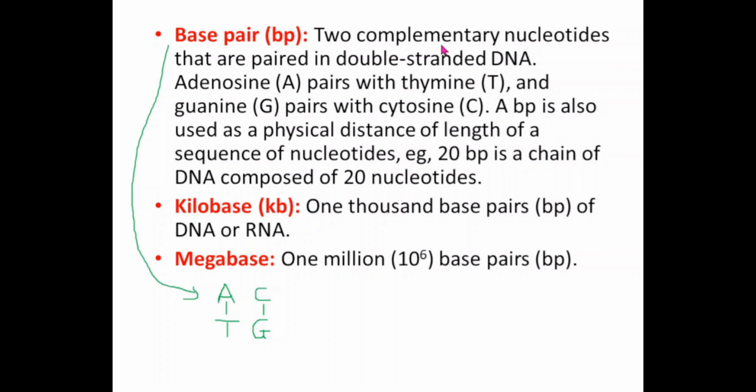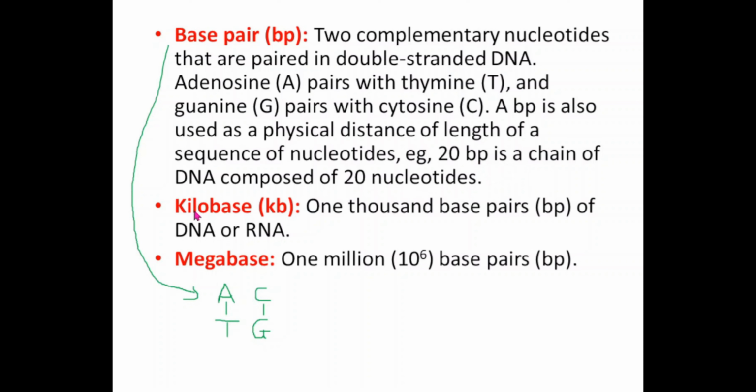The adenine complement is thymine and the guanine complement is cytosine. Adenine pairs with thymine and guanine pairs with cytosine. A base pair, BP, is also used as a physical distance or length of a sequence of nucleotides. For example, 20 base pair or 20 BP is a chain of DNA composed of 20 nucleotides.